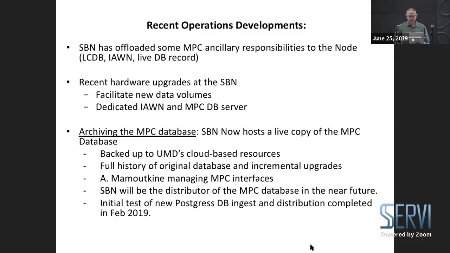The SBN will be the distributor of the new form of the database. The new database is being developed at the Minor Planet Center, and it'll be a Postgres-based database. And there was actually an initial test of the Postgres database ingest and distribution completed in February 2019.